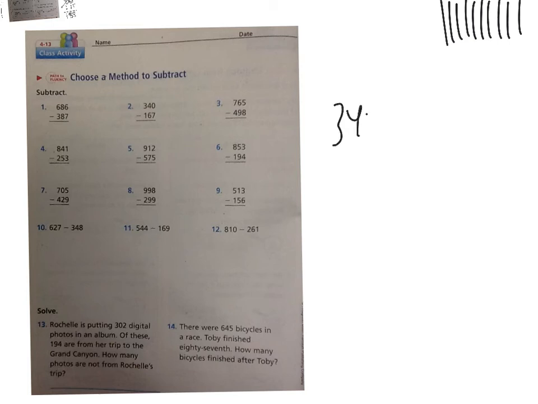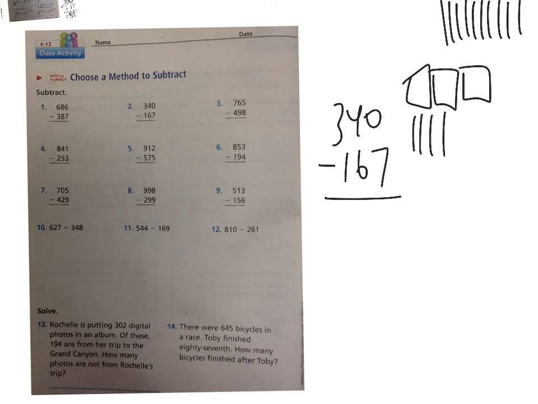Let's do 340 minus 167. Drawing 1, 2, 3, 1, 2, 3, 4. Automatically I have 0 ones, and I need to take away 7 from it. So take away one of my 10s, or ungroup one of my 10s to 1, 2, 3, 4, 5, 6, 7, 8, 9, 10. Because of that, I only have 3 10s now, and now I don't have enough 10s to take away 6 10s. So I'm going to ungroup my 100 to make it 200, and that'll give me 13 10s.